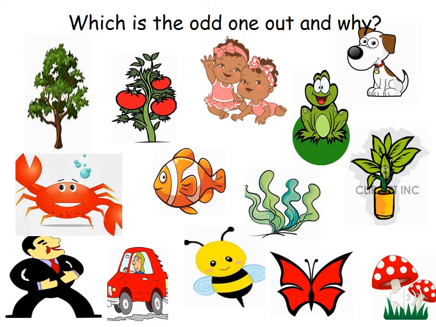So the first thing I'd like you to do is look at the pictures on your slide and think about which one of these pictures is the odd one out, which one doesn't fit the pattern, or which one is an anomaly, which is a term we use in science in Key Stage 3 and 4. But most importantly, I want you to think about why. Why is the one that you've chosen odd? Why isn't it the same as the rest of them?